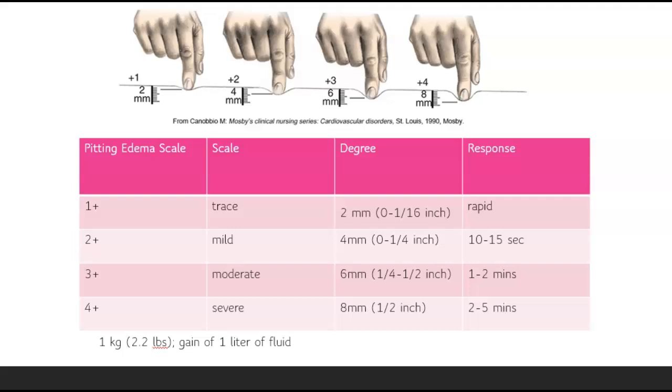This is the pitting edema scale, and it depends on what your facility uses. Sometimes they'll have you say 1+ pitting edema, 2+ pitting edema, or they might just say trace, mild, moderate, or severe. So make sure that you know your facility policy on that. You guys need to know this chart. I'm not going to go over it because, again, you should already know this, but there's a picture up at the top for a visual, and a chart here that tells you the degree and the response. And also remember that 1 kilogram is 2.2 pounds, and that can equal a gain of 1 liter of fluid, a gain or a loss, depending on which way their weight goes.